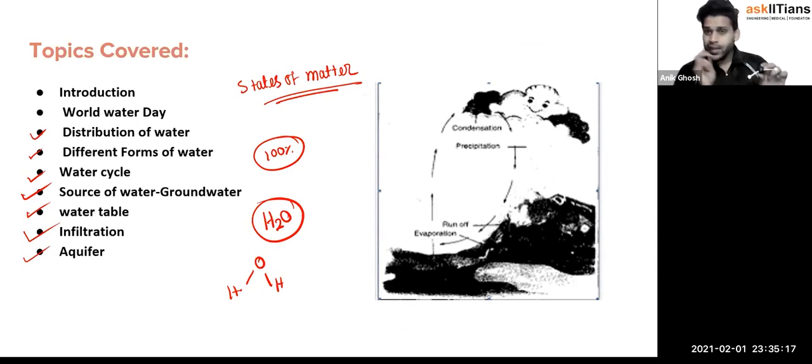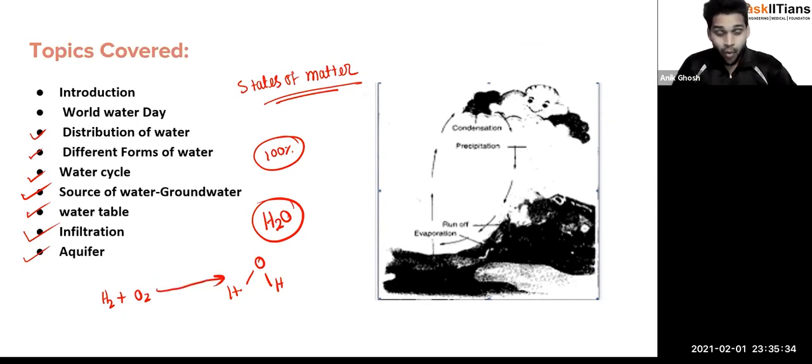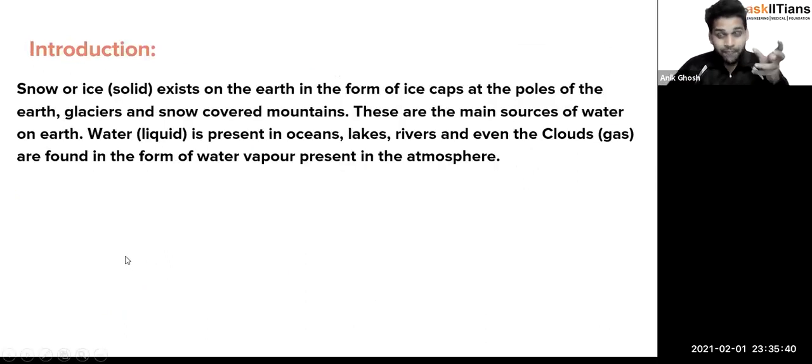Fine. Chemical reactions between whom? Chemical reactions between hydrogen and oxygen. So if we react hydrogen and oxygen together, we are going to get this water as a result. Fine. So this is how water is formed chemically, artificially. Okay, but this is not the way we find the water to drink. So let's see.